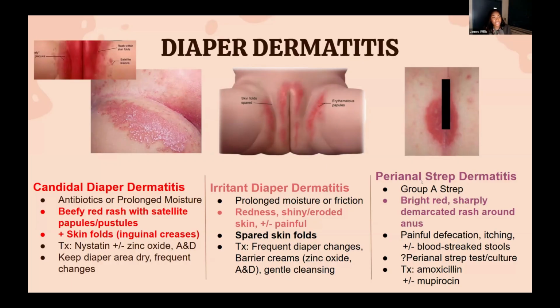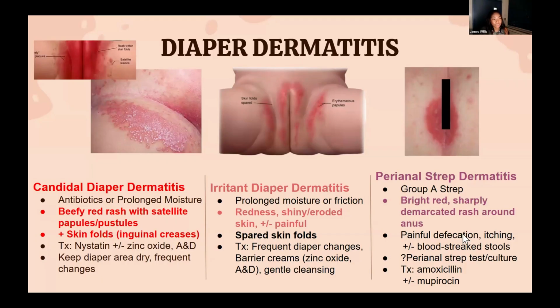And then this one is perianal strep dermatitis. I think this one's Dr. Khan's favorite. She kept bringing it up: you're looking for that diamond-shaped area that's pretty well demarcated. This one is very bright red. It can be painful. Sometimes they may have bloody, streaked stools when you're doing your exam. Just make sure you're fully examining, looking for fissures or anything that might hint at worsening irritation.